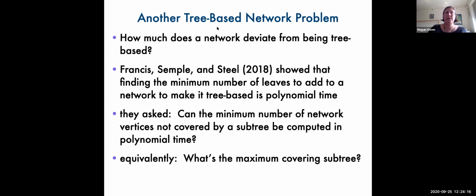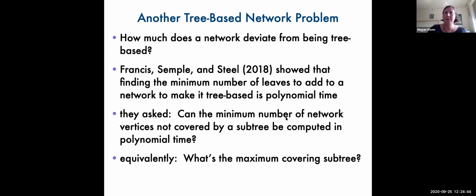Francis, Semple and Steel proposed a bunch of ways to measure this. I've only listed one here. One is, how many leaves could you add to the network to make it tree-based? They showed that computing that is polynomial time. They had 2 other measures too that they showed were equivalent to this, so all 3 of them gave you the same distance measure. And then they had 2 open problems. One we answer, and the other I'll tell you at the end of the talk.